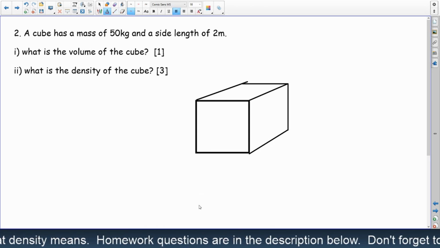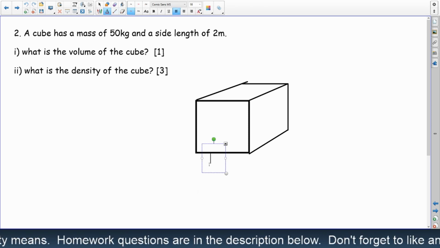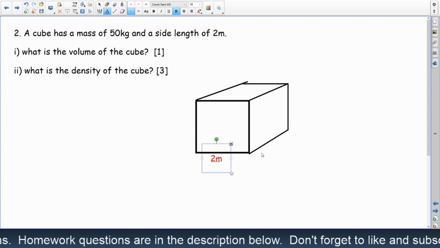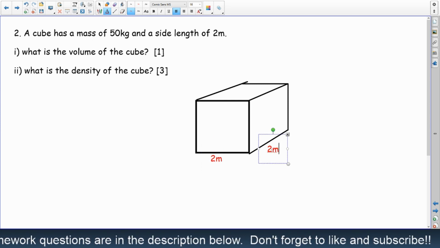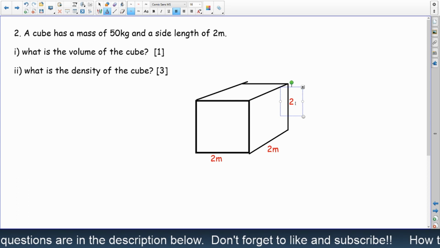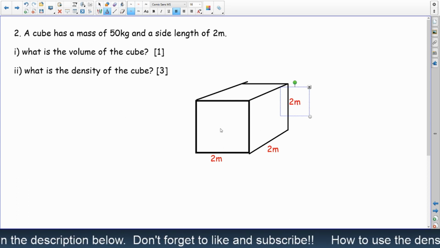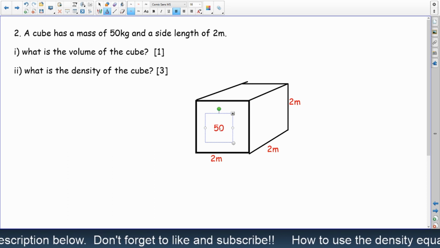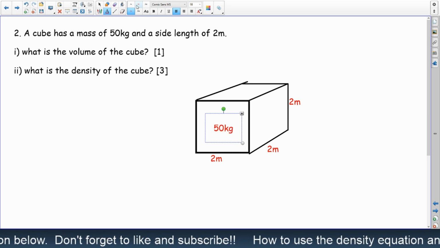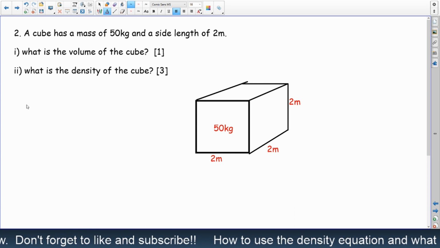Right, so let's go. So what have we got? We've got side length 2 meters. So that means that this side's 2 meters. And because it's a cube, all the sides have the same length. It's 2 meters, 2 meters, and 2 meters. And then we have a total mass of 50 kilograms, which we'll just write in the middle here, just to remind ourselves. So we want to find the volume of this cube.